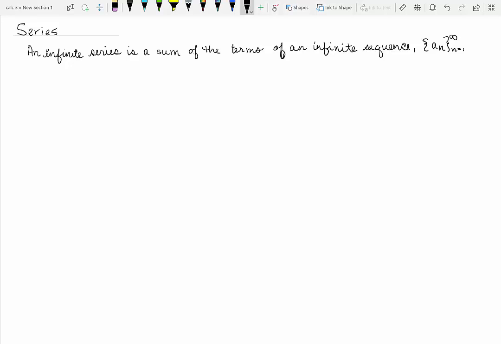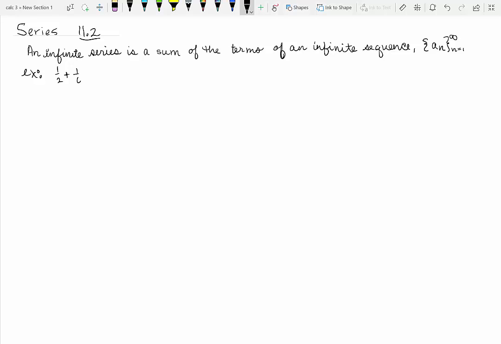In this video, we're going to introduce the notion of infinite series, and this is section 11.2. So an infinite series is a sum of the terms of an infinite sequence. If we have some infinite sequence a sub n, then we can talk about the infinite series associated to that sequence. Here's an example of what an infinite series might look like.